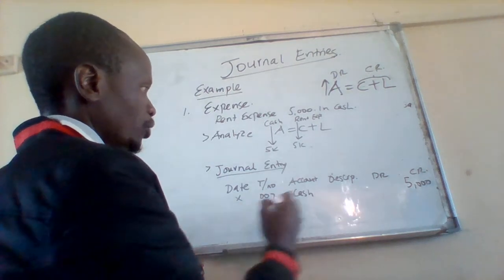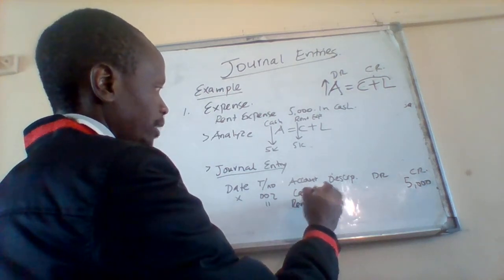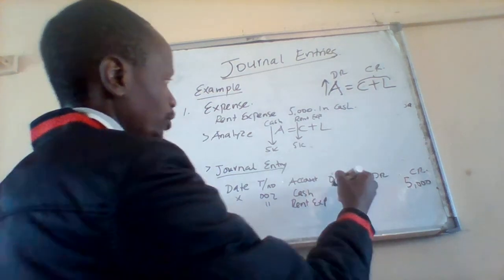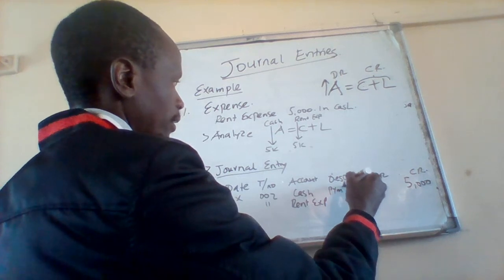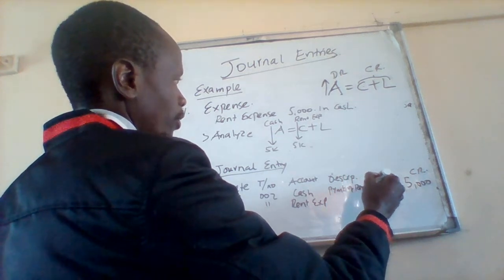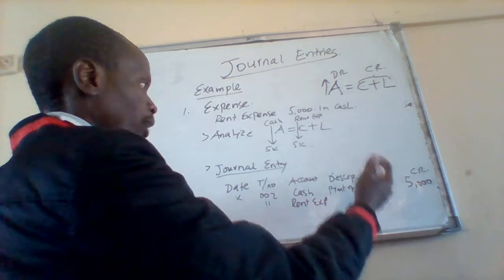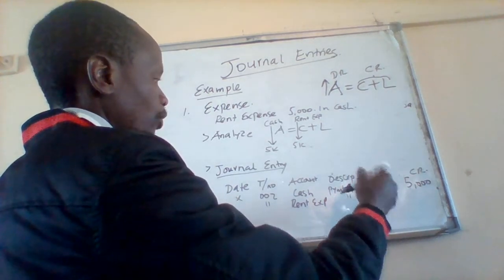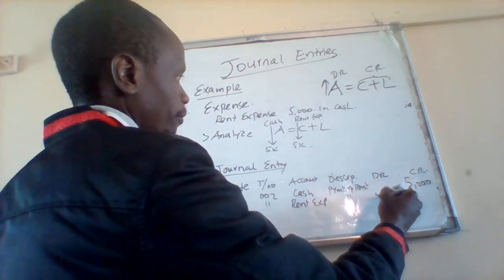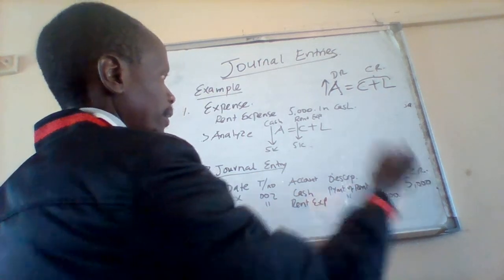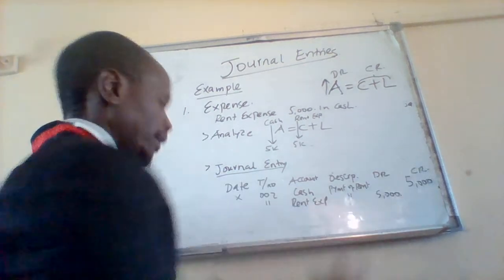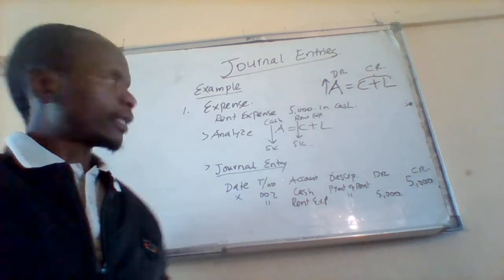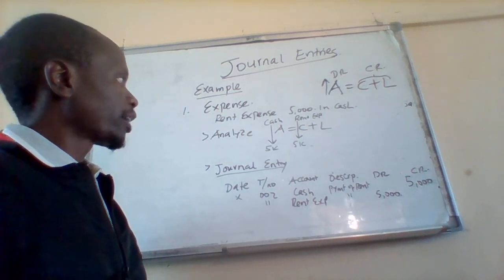So the transaction number is the same, rent expense. I didn't write the description, so this could be payment of rent. Payment of rent on such and such a day. You can add the day, and then it is a debit now. So it's a debit of 5,000, and your debit and your credit balances are equal.